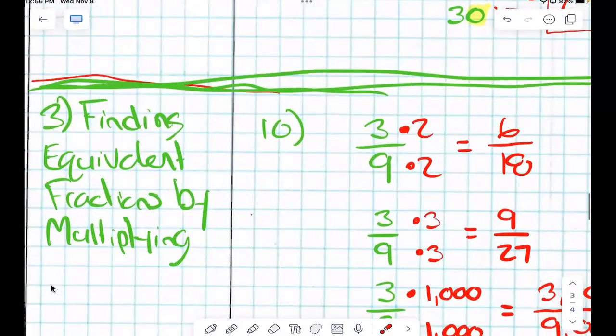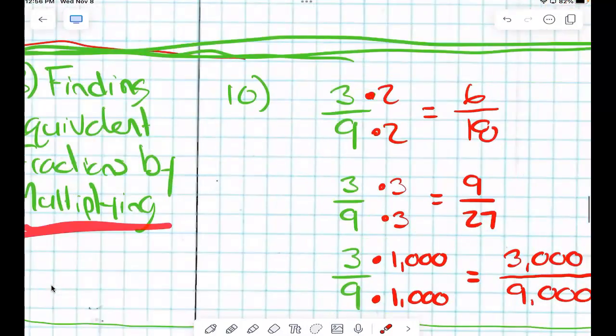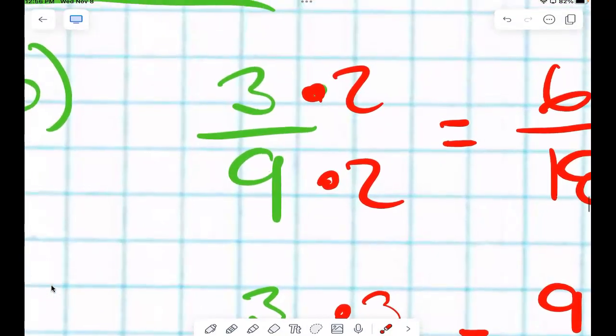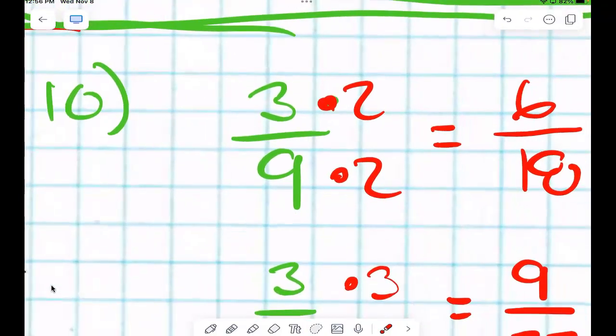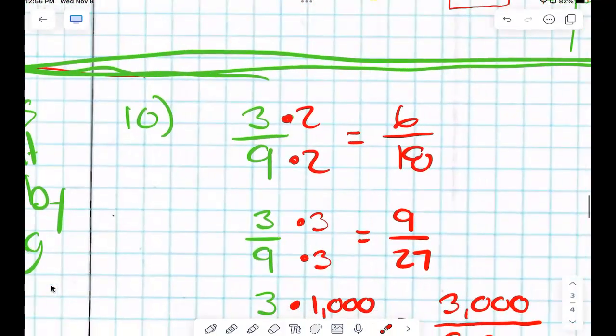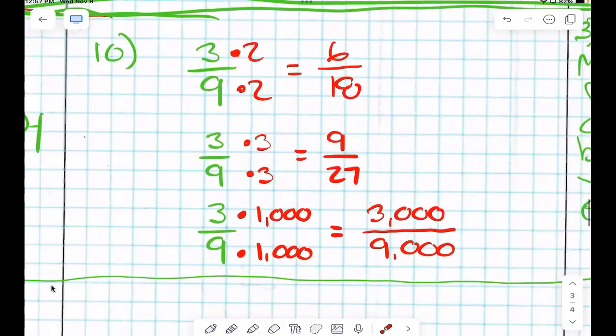Can you find equivalent fractions using multiplication? Yes. Okay, so really quick. In order to find an equivalent fraction using multiplication, what do we multiply by? No, we can multiply by 2, but in general, we multiply by, no, any, well, we multiply by 2, but we multiply by 3, we multiply by 1,000. What else could we multiply by? 1,000,000. What else can we multiply by?